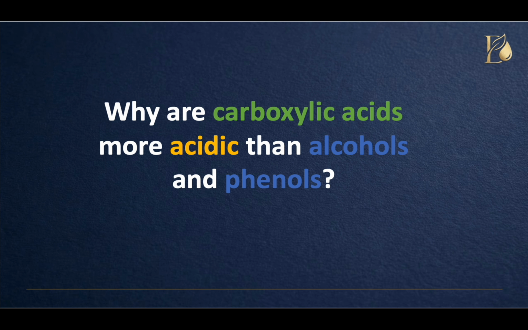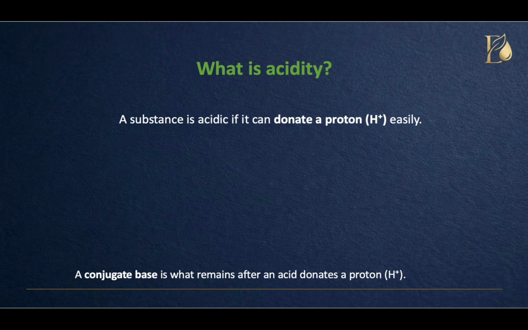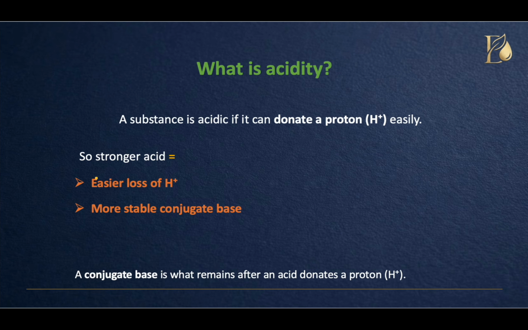So the first question is, what is acidity? Acidity is nothing but this: a substance is acidic if it can donate a proton, H plus, easily. So from a compound, if we can donate an H plus easily, then that compound is acidic. Okay, so how can we define the strength of this acidity? We can define the strength based on the easiness of losing this H plus or proton, and based on the stability of the conjugate base.